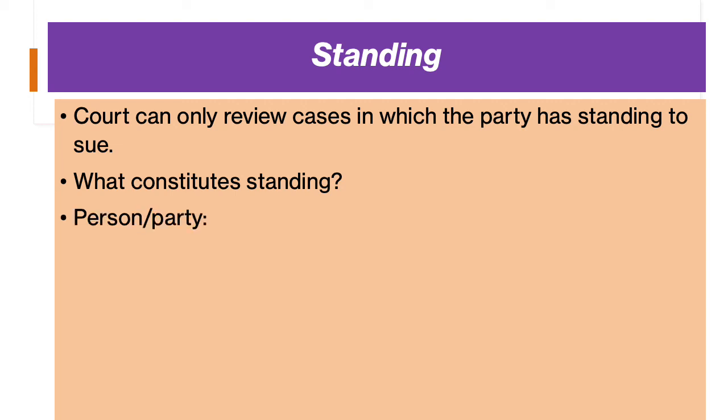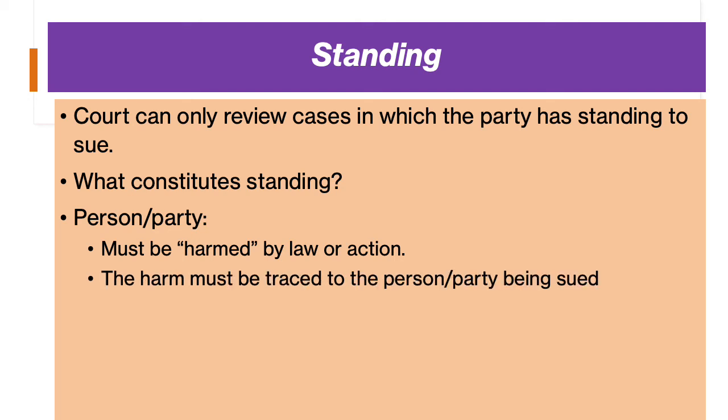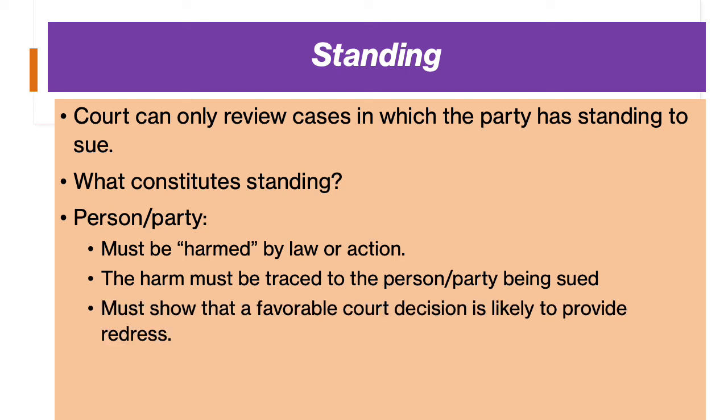So for somebody to have standing to sue, they actually must have been harmed by the law or harmed by the action of a government official. The harm that they have suffered must be traced back to the person or the party that's actually being sued, okay? And then also it must show that if the court rules in favor of the person who is suing this other party, they will get some sort of relief from that.